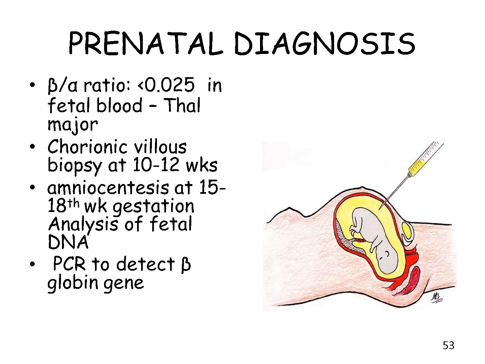Prenatal diagnosis is done by the following measures. If the beta-alpha ratio is less than 0.025 in fetal blood, then we can think about thalassemia major. We can do chorionic villus biopsy at 10 to 12 weeks. We can go for amniocentesis at 15 to 18 weeks gestation. We can analyze fetal DNA also. We can detect the beta globin gene by PCR.